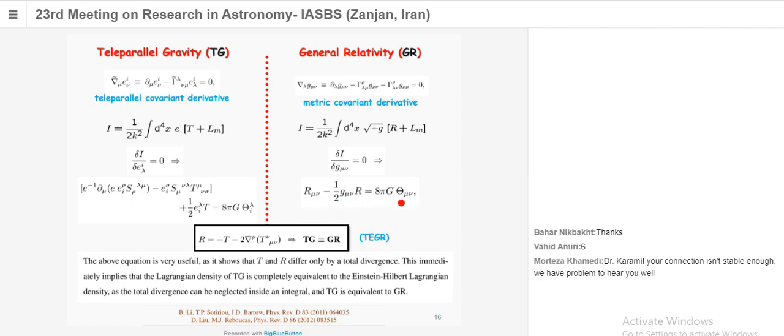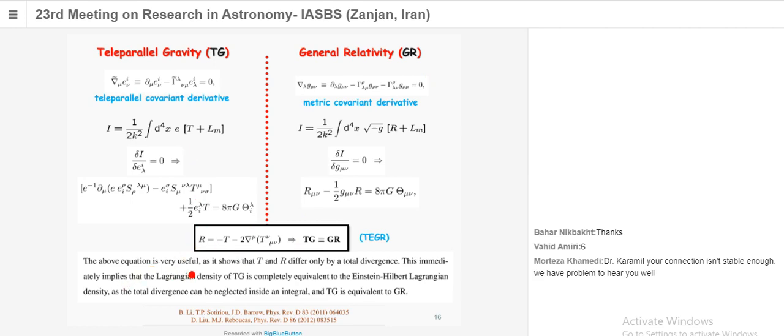Theta mu nu denotes the energy momentum tensor, and also here in TG, taking the variation of this action with respect to the tetrad fields, we reach the field equations in TG. Look at this relation, which is very important and shows the differences between TG and GR. R appears in GR and T appears in TG.